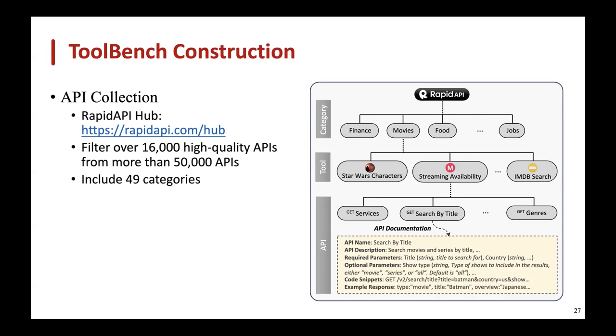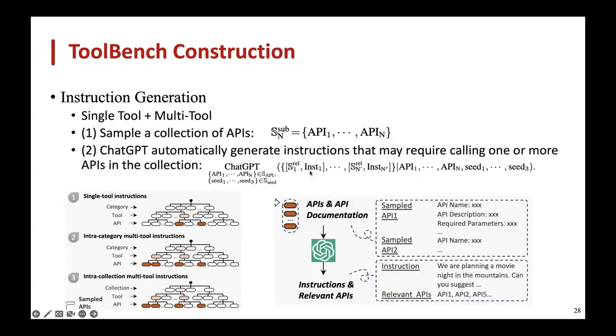By comprehending this document to learn to execute APIs, large language models can generalize to new APIs unseen during training. After that, for the instruction generation, they first sample APIs from the whole set and then prompt ChatGPT or GPT-4 to generate diverse instructions for these APIs.